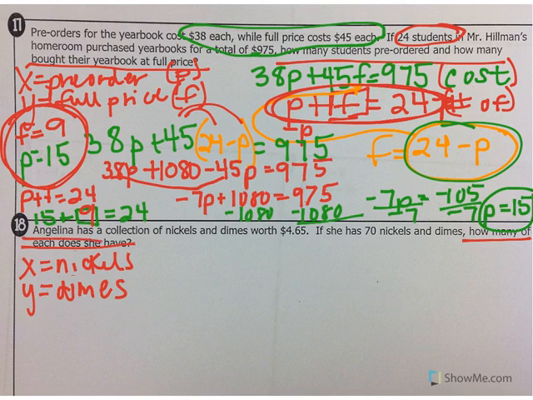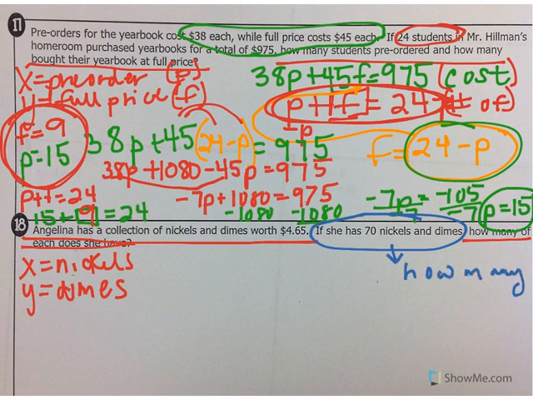So if she has a collection of nickels and dimes worth $4.65, and she has 70, so you have the first equation is 70 and talking about how many. And then the second equation is how much. Okay, so first equation, how many? So if you have 70 nickels and dimes, that means that N plus D, that's the number of nickels and the number of dimes, equals 70.